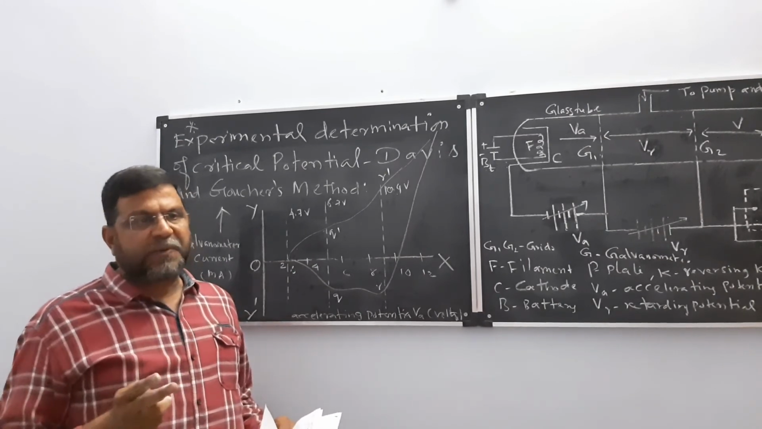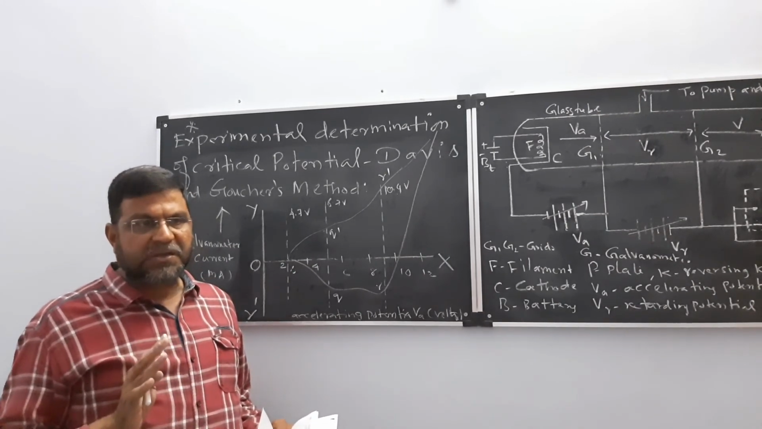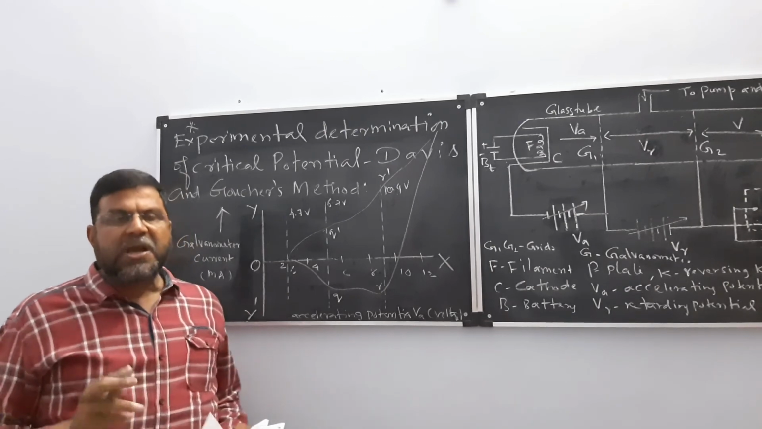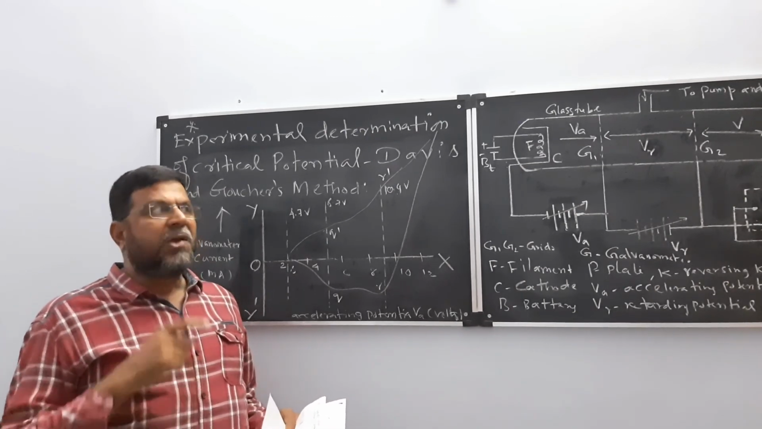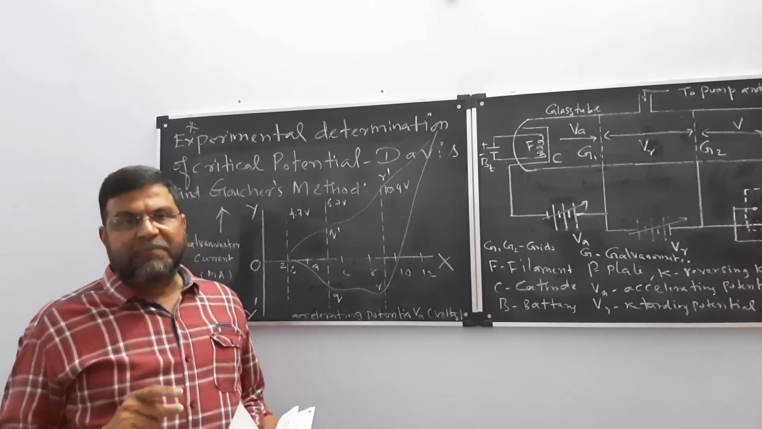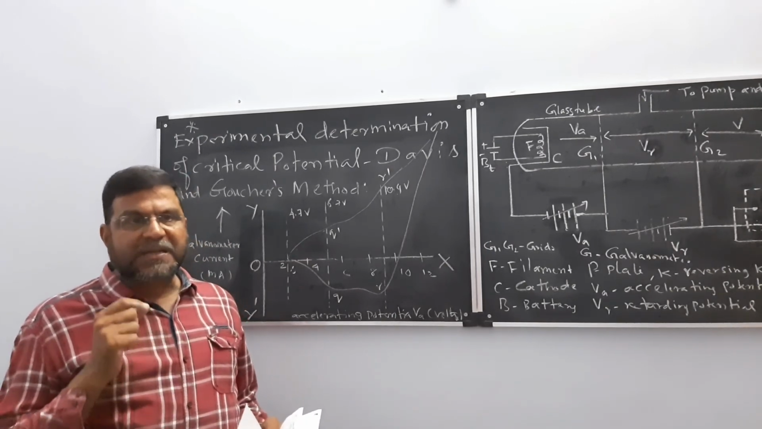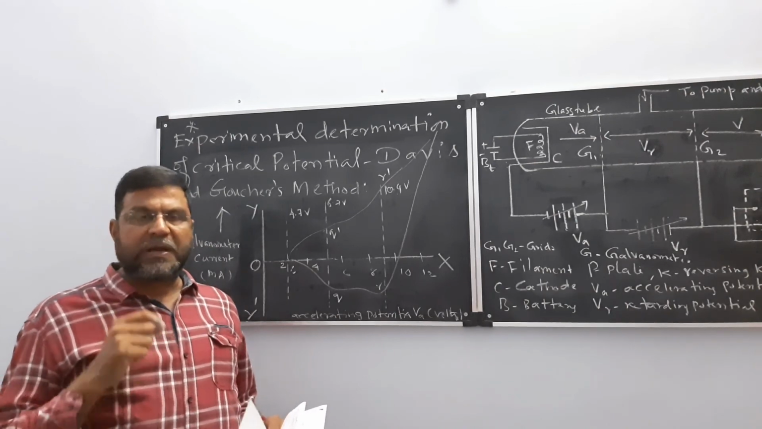So these two experiments are very important for section C questions. Whenever you are writing those questions, you have to write the principle, construction, working, and explanation of the graph. We need diagrams. If you draw the diagram with a pencil and scale, the marks awarded will be higher, so that you can score good marks.